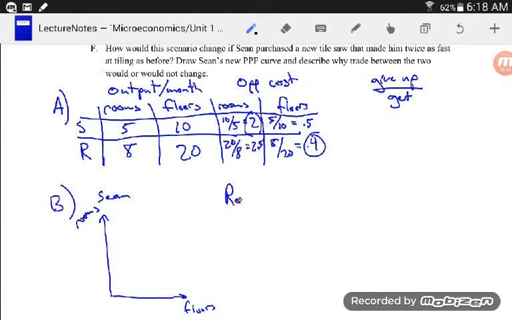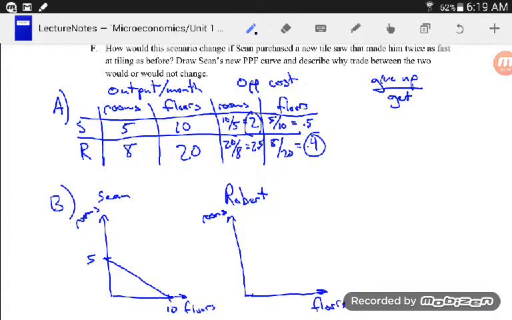You could probably do this as one graph or two. You could put them both on the same graph. I'm actually going to draw it as two. I don't know why, I always do. Rooms, floors, and we don't have to be incredibly specific here. So Sean: 5 rooms or 10 floors or some combination thereof.